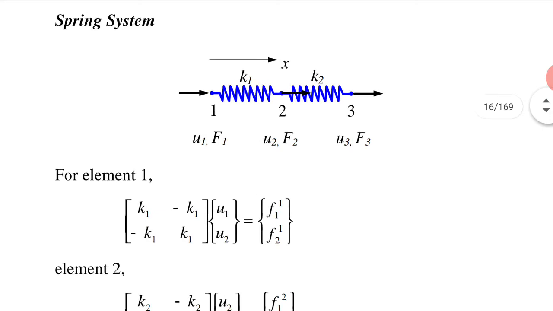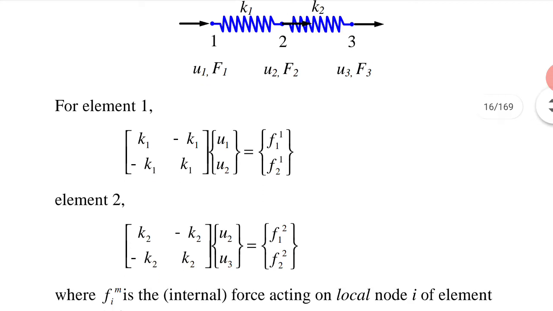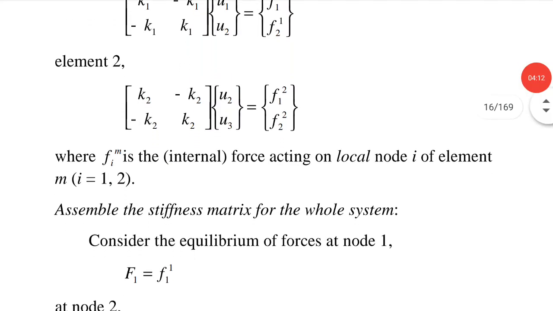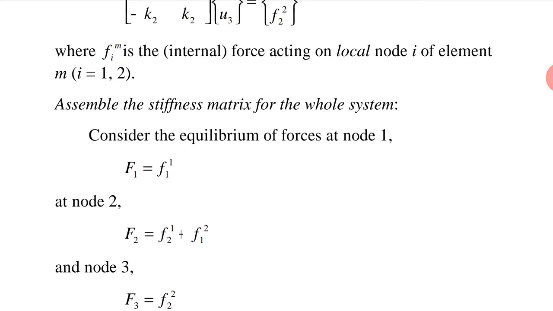So we are considering this spring system, which has two elements. Two springs are attached serially. We will just apply the stiffness matrix for each one. So for element number 1, it is k1, minus k1, minus k1, k1, times u1, u2, equal to f1 and f2. For element number 2, it is done similarly. So we have this assembly of the stiffness matrix for the whole system.